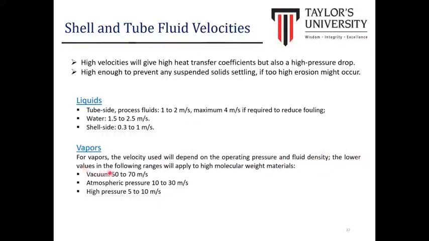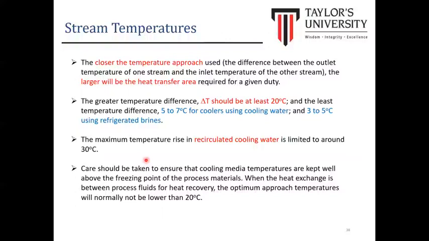The lower values in the following range will be applied to high molecular weight material. For example, if the condition is vacuum, the velocity should be within the range of 50 to 70. For atmospheric pressure, we can have a velocity from 10 to 30. And for high pressure, the velocity should be within the range of 5 to 10 meters per second.